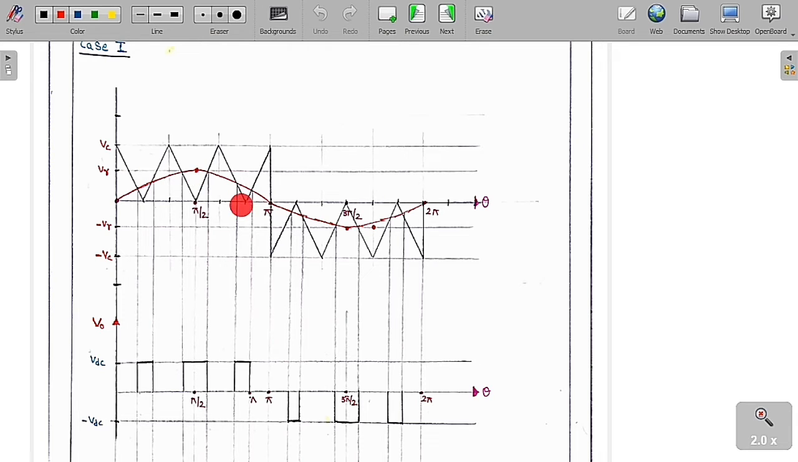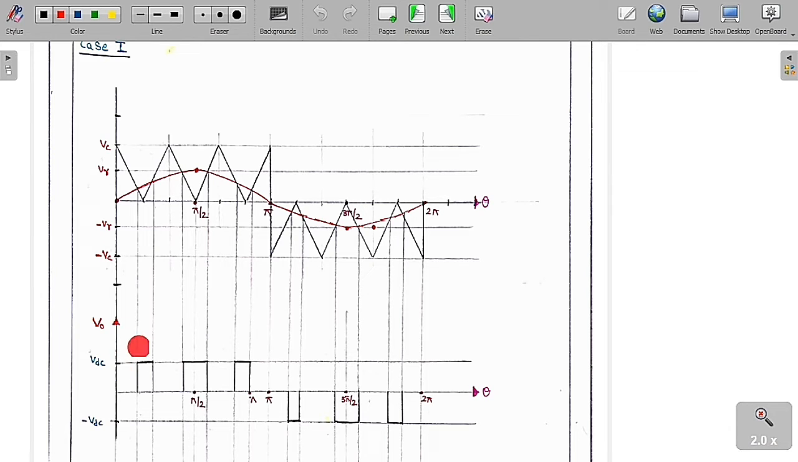This is the reference signal from 0 to pi to 2 pi. Here it is going to have the peak value, and this is the graph we are going to get. There are 3 pulses in the positive half cycle and 3 pulses in the negative half cycle also. I have already told you that whenever the reference signal is greater than the carrier signal, only then we have to generate the triggering pulse.